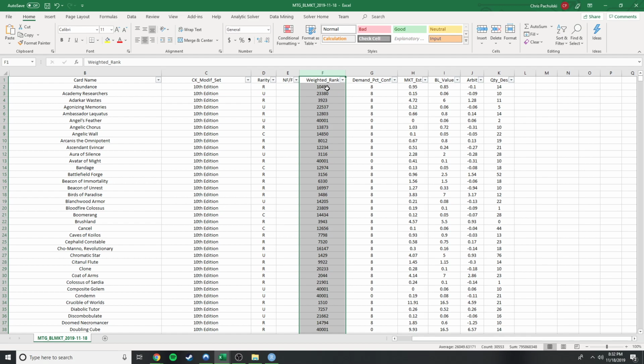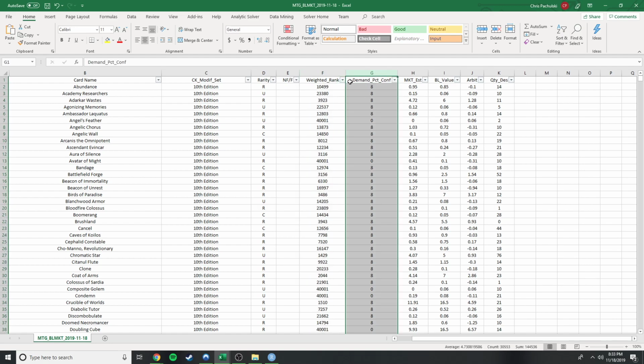So this will show you what the best-selling cards in Magic are right now. Obviously, as I said, I am not pulling this from one site. I am pulling this from multiple, and I am here demonstrating my degree of confidence, so my demand percent confidence. Obviously, I need to get a better title for this column. It's terrible. I'm working on it. Suggestions very welcome.